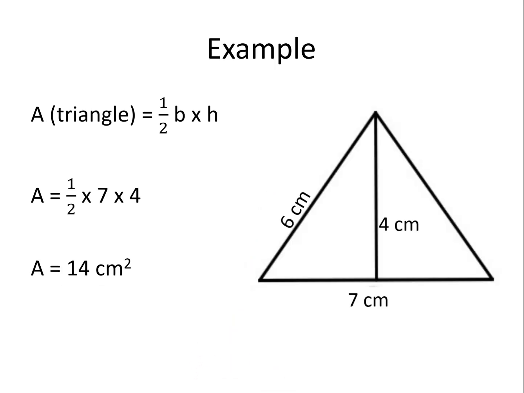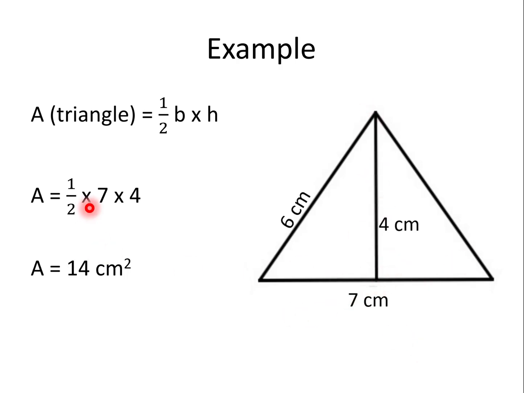Let's look at an example. I want the area of this triangle here. Well, the area of a triangle is half base times height. I then substitute in the numbers, so half stays as half. There's no math symbol between the half and the b, so I multiply. 7 is the base and 4 is the height.